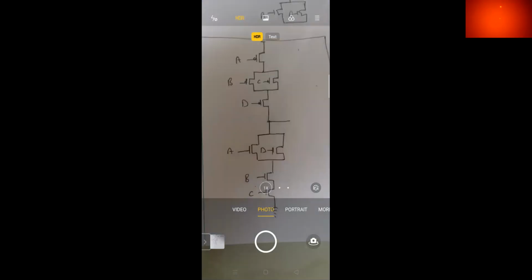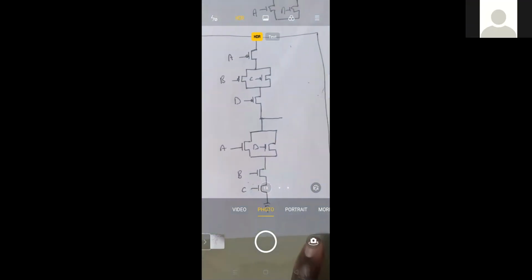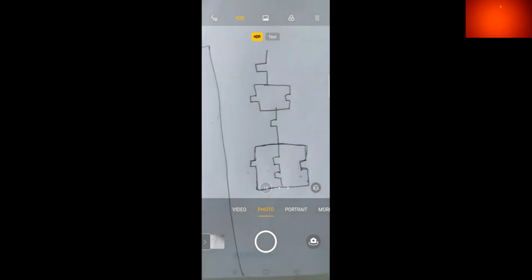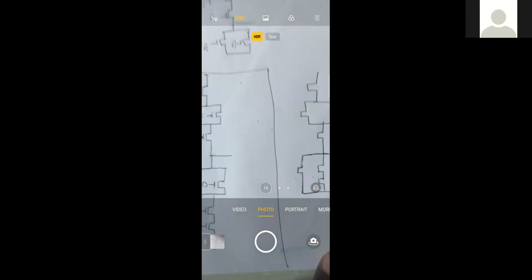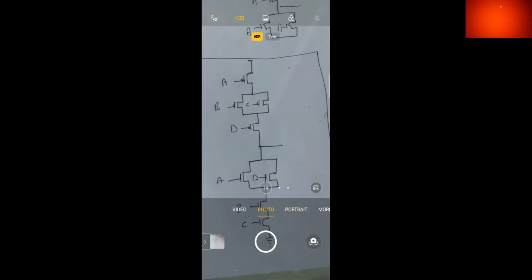No, sir, this is my design, sir. No, your design is wrong. The upper one is correct, but the lower one is not correct, right? The lower one, this one is correct. Yeah, this one is correct. Okay, sir. Thank you. You can stop the sharing.